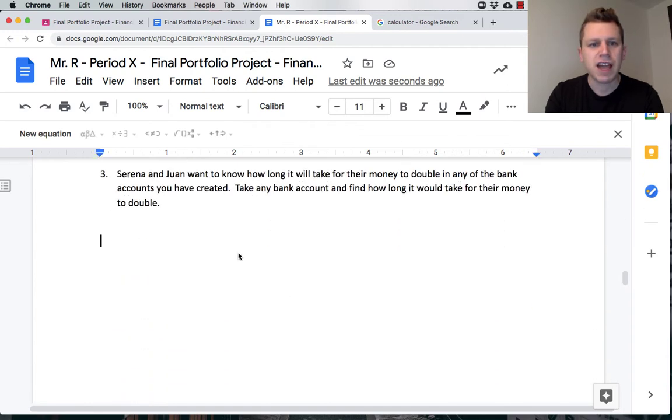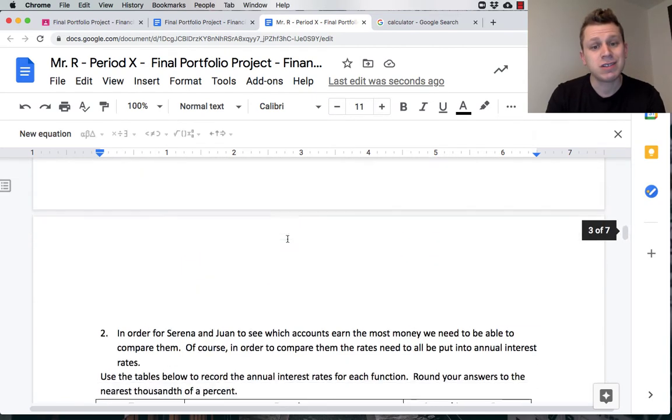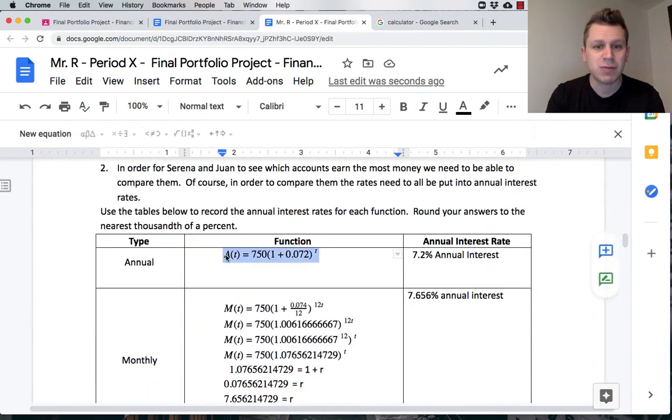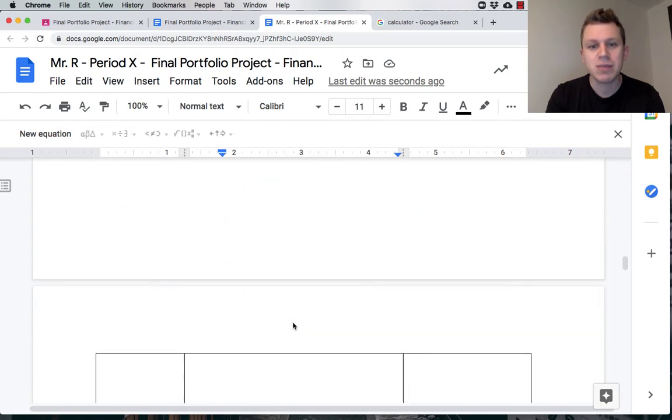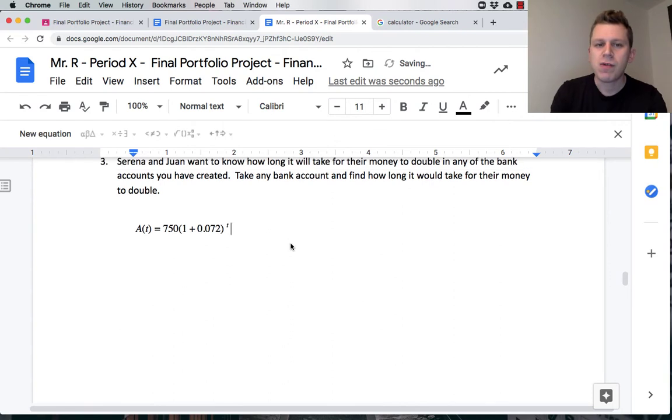Part 3, what it's going to ask you to do is, Serena and Juan want to know how long it will take for their money to double in the bank. Choose any bank account to see how long it's going to double. The easiest one to do is going to be annual interest, so I'm going to grab that one. It's the simplest of the formulas and it will be the easiest to create. If I want to see how long it's going to take for their money to double, think about it. They started with $750. How much should be there at the end of time in order for it to double? Well, here there's going to be $1,500.